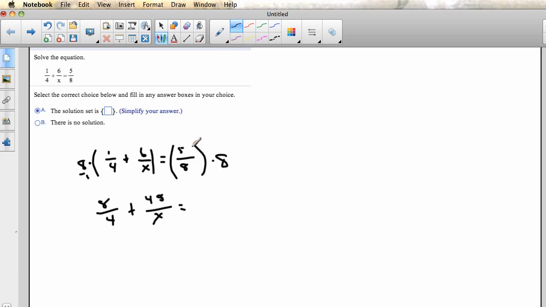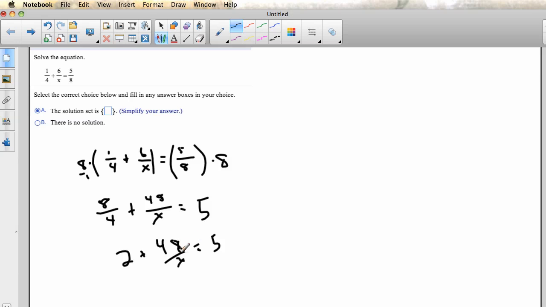And on this side I have 5/8 times 8. I could write that as 40 over 8 and simplify, but I know the 8's are going to cancel out, so that's going to be 5. Now notice that 8/4 is actually 2. 8 divided by 4 is 2. So my equation now looks like this. It's not solved yet, but it looks a lot better than it did in the first place.